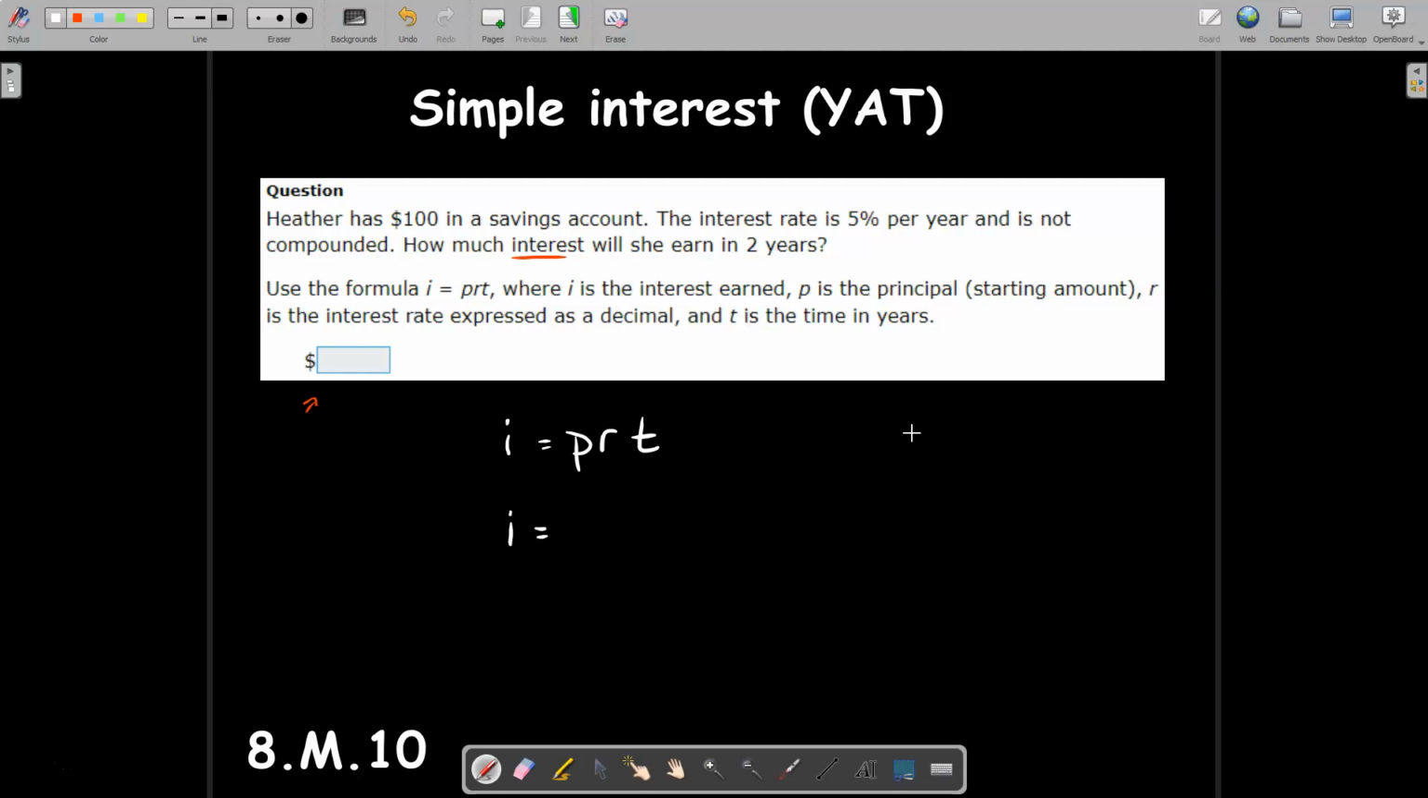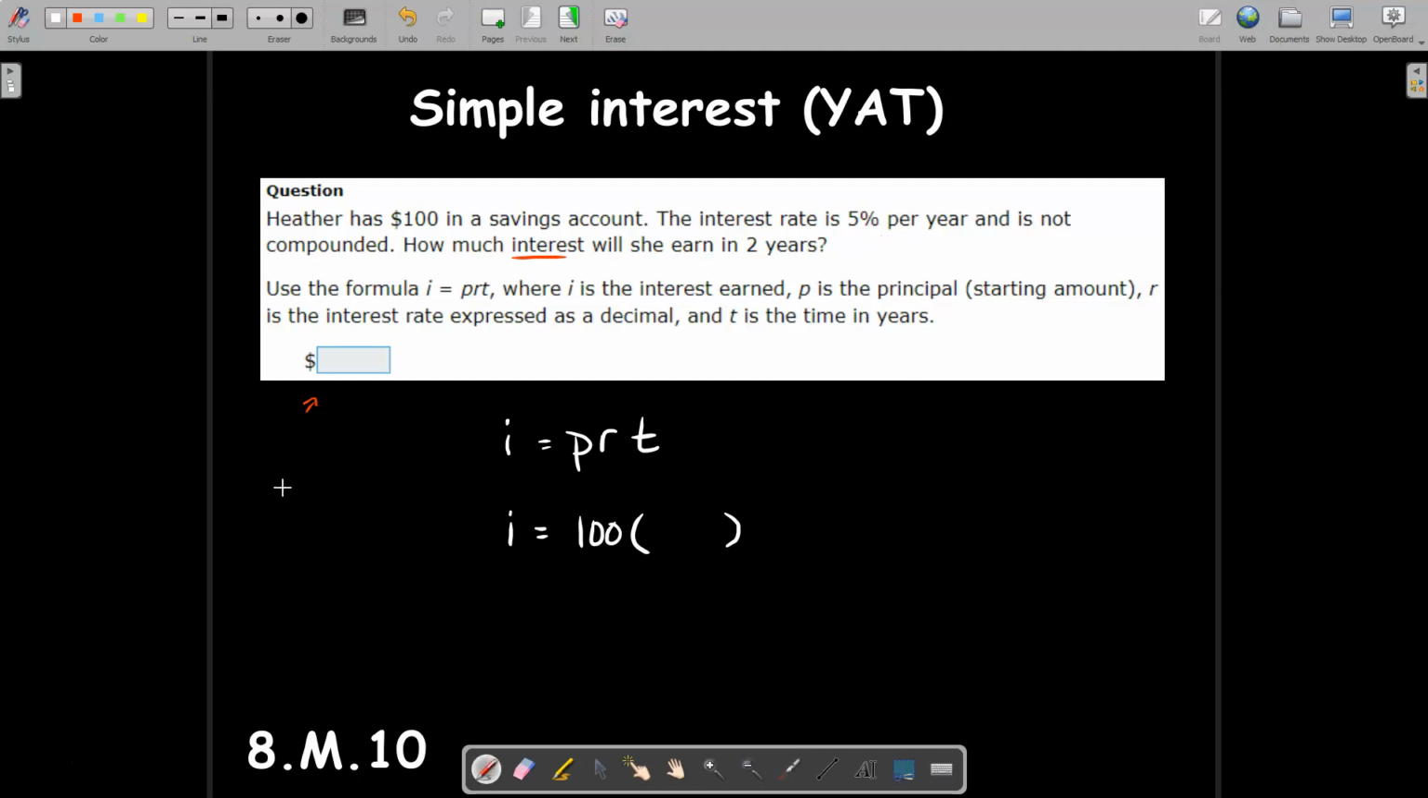But what is the principal? The principal is the starting amount, so we know that our principal is $100. They start with 100. And I'm going to use parentheses to show separation between the number values and the multiplication. Remember, something's in parentheses, and there's no operation symbol there, we know to multiply. The rate is 5%. We see that right here.